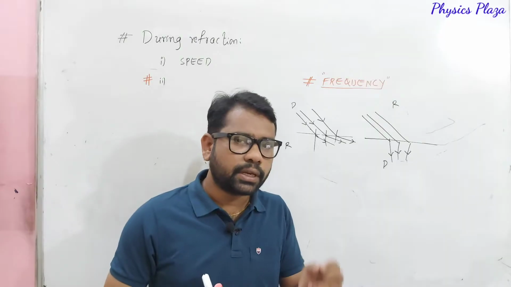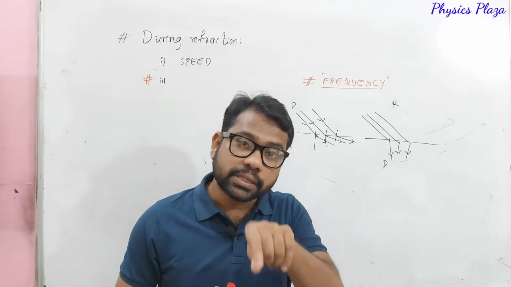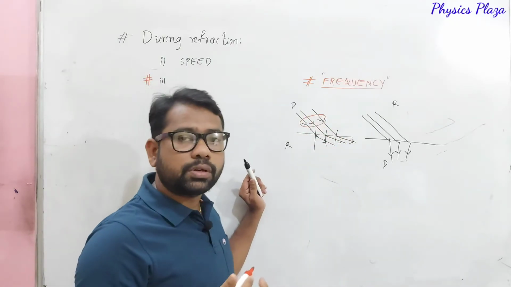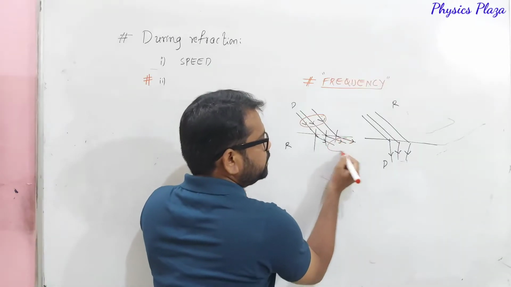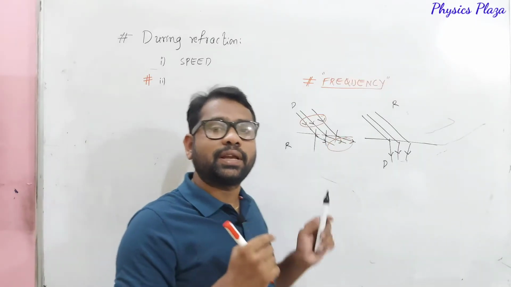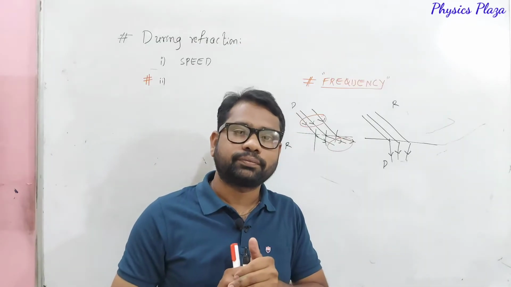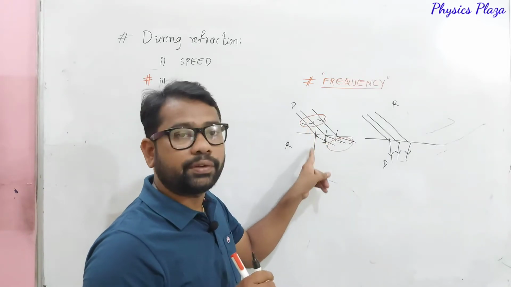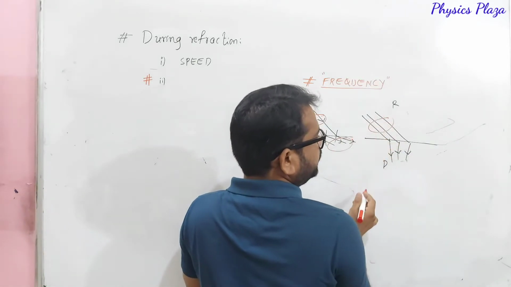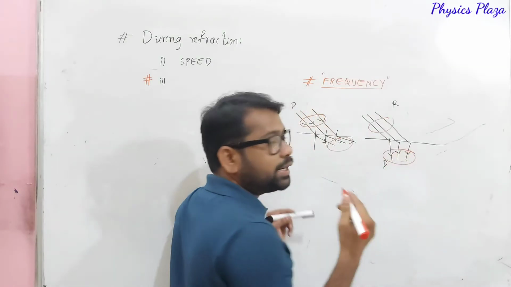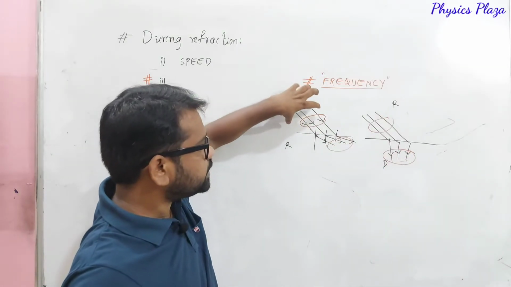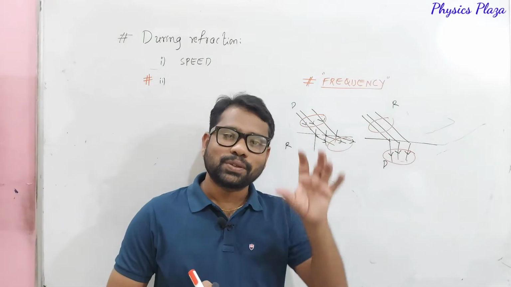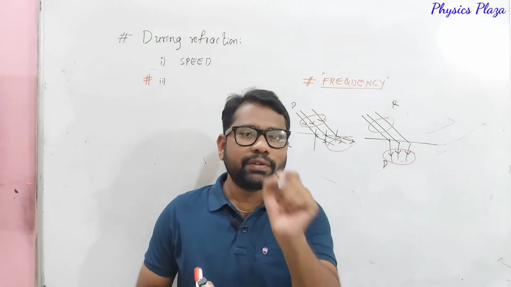Now let us recall the frequency definition once again: the number of waves passing per second. For example, dear children, how many waves are passing here? Three waves are passing. And here, the same number of waves are passing, right? The energy may differ, but not the number of waves. So the number of waves in the rarer medium and in the denser medium are the same. That number of waves is what we call frequency. So during refraction, dear children, frequency remains constant.